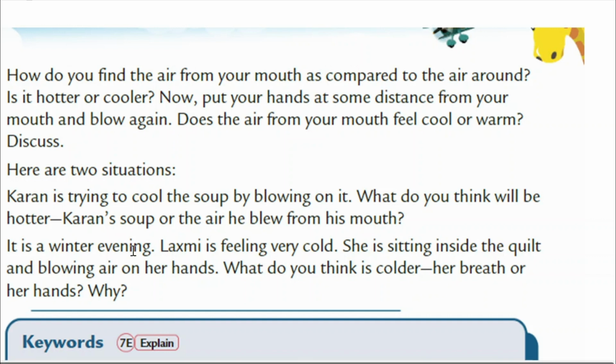Now whenever it's winter and Lakshmi is feeling cold, what is she doing? She is sitting inside the quilt just like all of us. And what is she doing? Generally during the winters, our palms and the soles of our feet get very cold. So she is trying to warm herself. So what do you think is colder, her breath or her hands? Definitely her hands are colder. And why? Her breath is inside her mouth and her hands are open. So that's why her hands are colder.